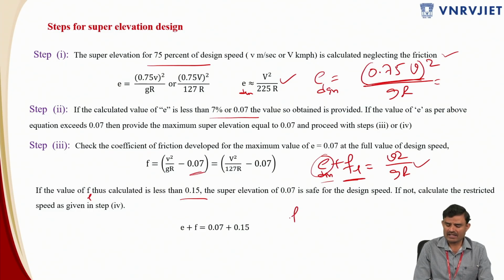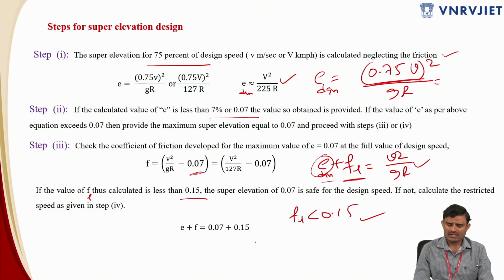So if fL is less than 0.15, then your problem ends there. That is the second case. The first case: you are calculating the design superelevation by taking only 75% of the speed. If that value is higher than the maximum, then you are restricting the design superelevation to the maximum value. Okay, you are getting 10 or 15, you are restricting it to 7% or whatever it is. Plus you are checking for the lateral coefficient of friction, taking the full speed, not 75% of the speed. Then if the fL value is less than 0.15, again the problem ends over there.